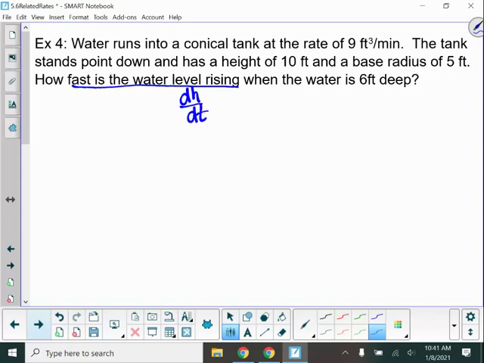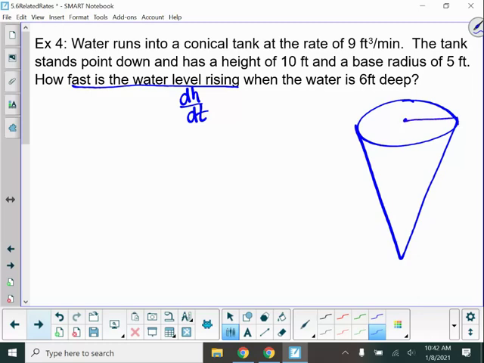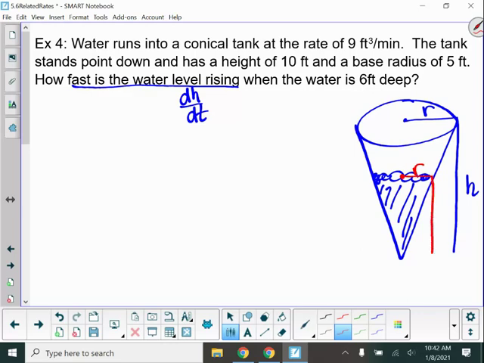Well, water level, when you're talking about a cone, is going to be your h. It does say that this cone is point down, so it's standing that way. I know that the overall radius is 5 and the overall height is 10. However, let's say I have water level in here. When I look at the water level, that's going to be some other radius, and then I have some other height.